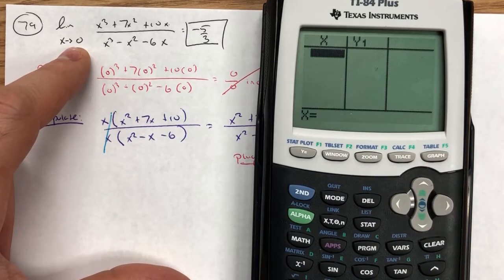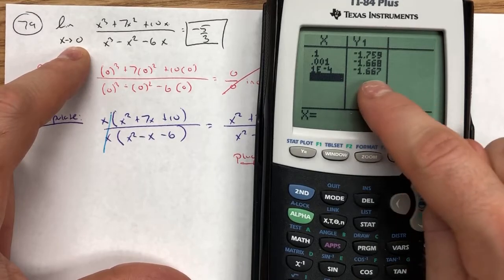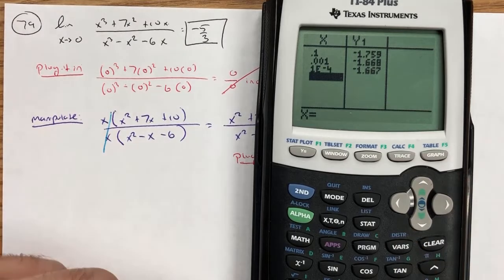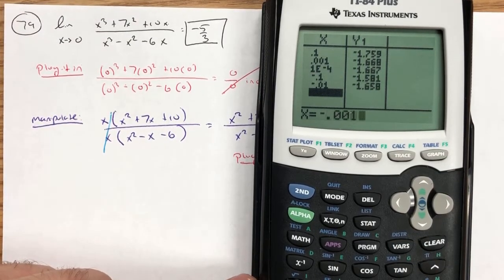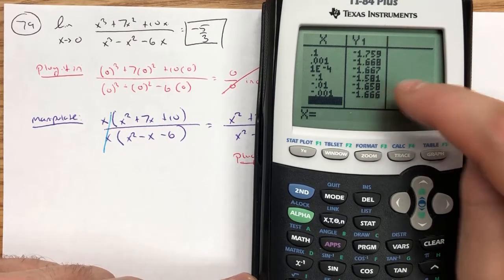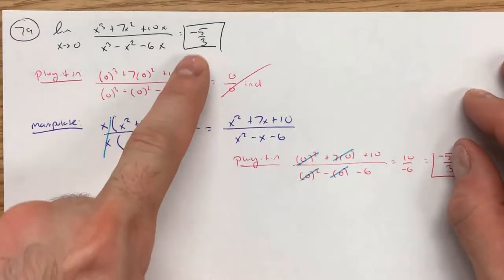Let's check our table. Let's plug in numbers really close to 0: 0.1, 0.01, 0.001, 0.0001. We get negative 1.67, which is negative 5/3. And if I go from the other direction, negative 0.1, negative 0.01, negative 0.001, again, I'm approaching that same value from both the left and the right. So therefore, we're very confident that is the correct number.